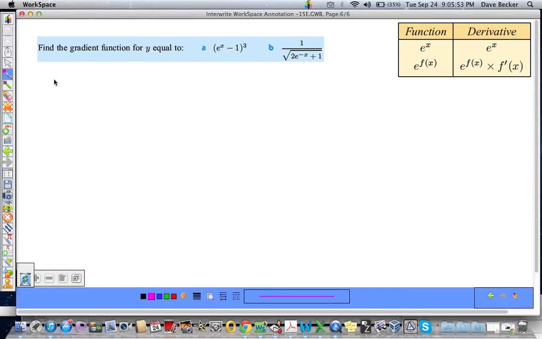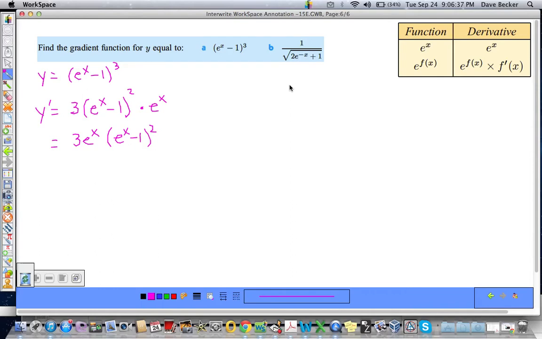Okay, so y is equal to e to the x minus 1 cubed. Okay, we have a function within a function, so we're going to have to use the chain rule. Y prime would be 3 times e to the x minus 1 squared, derivative of the outside, multiplied by the derivative of the inside, and the derivative of e to the x minus 1 would be, well, the derivative of e to the x is e to the x, and the derivative of negative 1 is 0. And we clean this up just a little bit and rewrite it as 3e to the x times e to the x minus 1 squared.